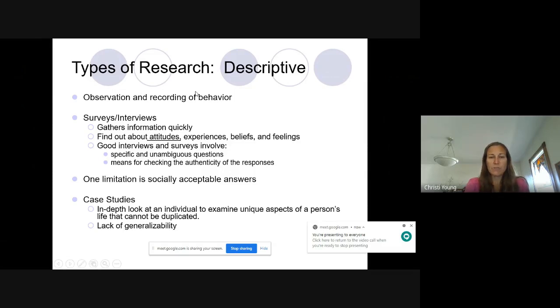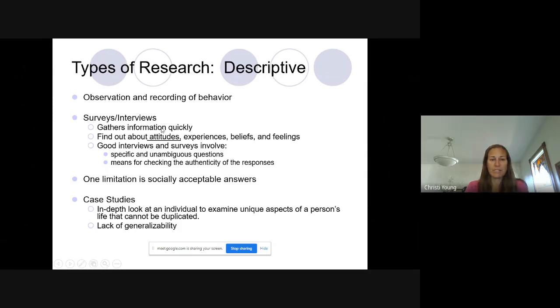So I'm going to start with descriptive research, and this is basically research that is geared to describe. It is going to talk about what behavior is being seen. Different ways that you can do it would be through a survey or an interview or a case study. You can also do it through direct observation and recording of behavior.